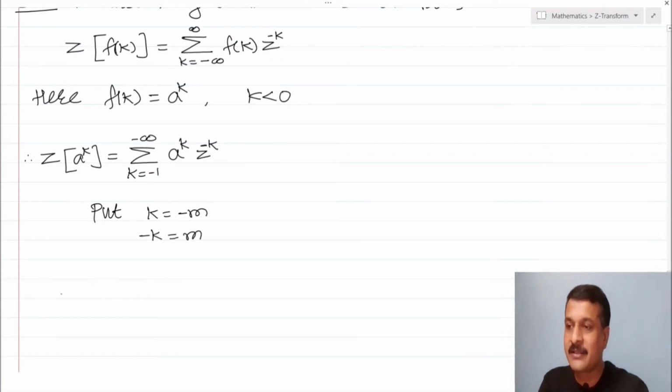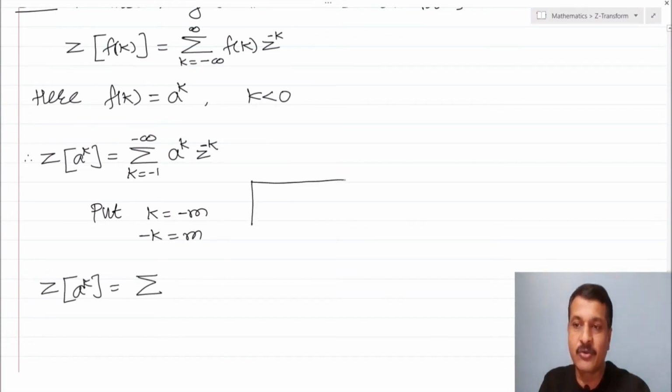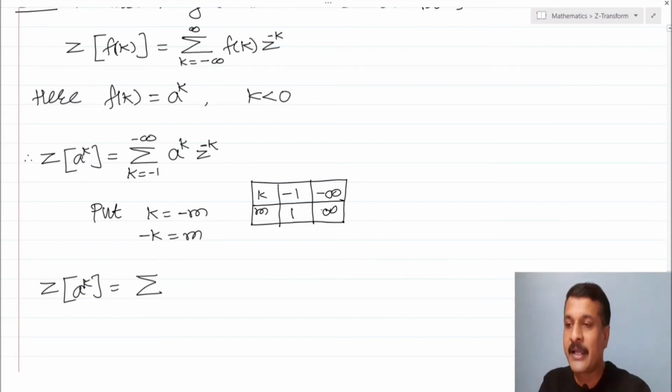So definitely this Z transform of A raised to K becomes a summation. When K equals minus 1, if we consider like this, you need not consider it, you can write directly, but for our understanding, here K goes to M because of our substitution, and here minus 1 to minus infinity. So when K equals minus 1, I am getting M equal to 1, and K equal to minus infinity, M is infinity, and that is why I am getting this summation M equal to 1 to infinity.